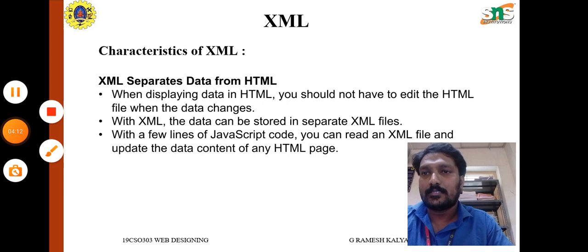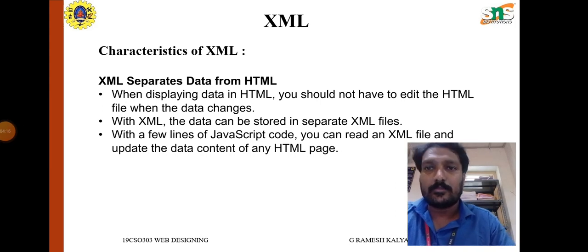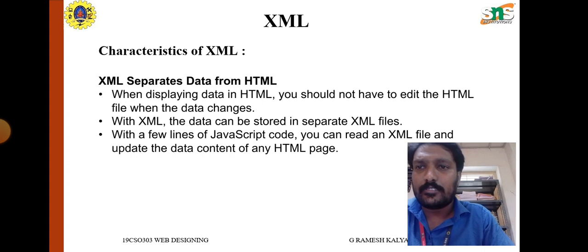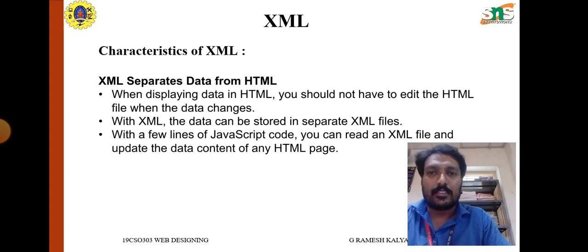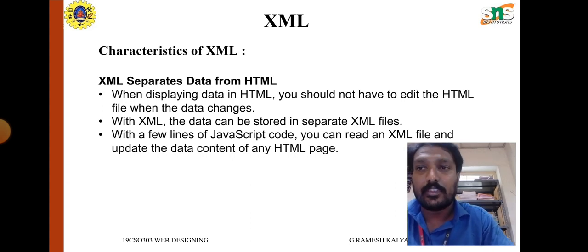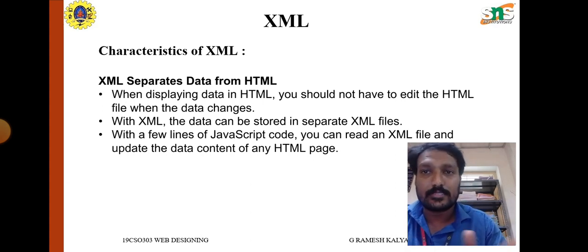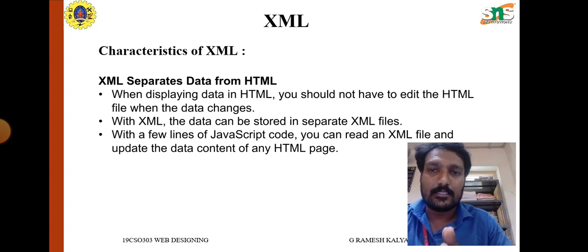And the next one is XML separates data. When displaying data in HTML, you should not have to edit the HTML file when the data changes. With XML, the data can be stored in separate XML files, and with a few lines of JavaScript code, we can read the XML file to update the data content of any HTML page. When using it with HTML, we have separate coding and we save it in a separate .xml file, so that any changes to the original document do not affect the XML files, because the data is stored in a separate file.